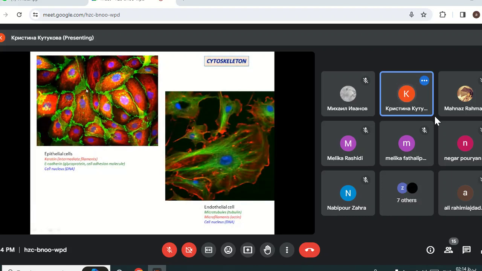So the microfilaments are located mostly at the periphery of the cell, just below the cell membrane, and microtubules and intermediate filaments fill the cytoplasm.